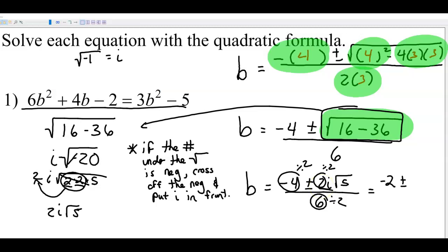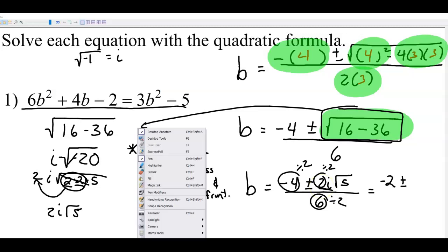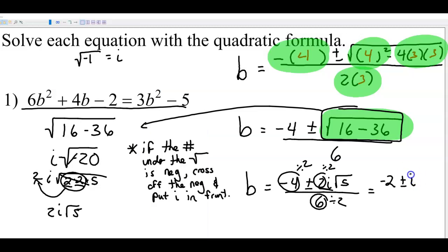You could put 1I, but anytime you have a variable or something with a 1 in front of it, you don't need to write that. So we could just put I root 5 over 3. And there you guys go. So once again, that means this doesn't have a real solution, but it has imaginary solutions.